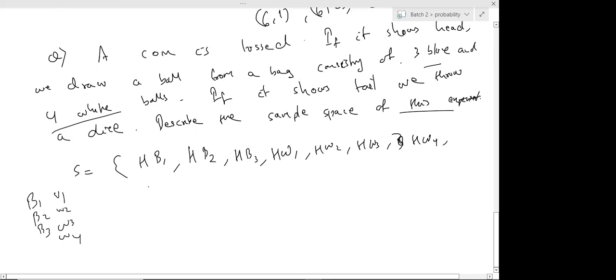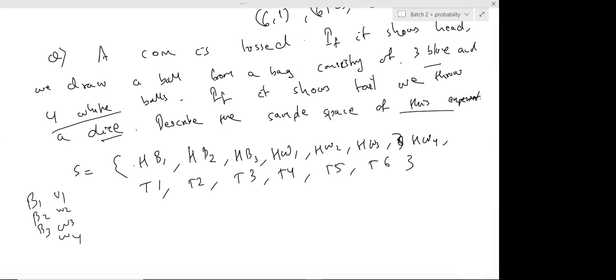But if you get tails, you throw a die. So you can get 1 on the die, 2, 3, 4, 5, and 6. So in total, we have 13 elements, and this is the sample space. Clear, everyone?